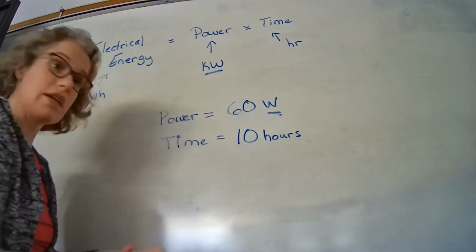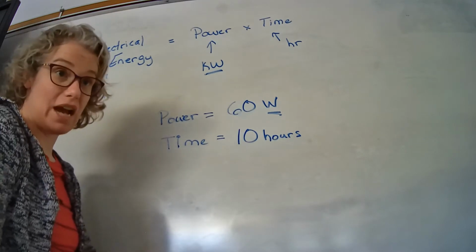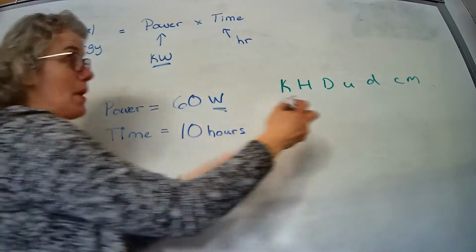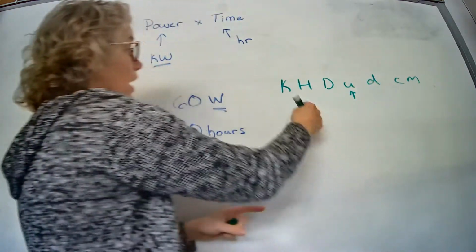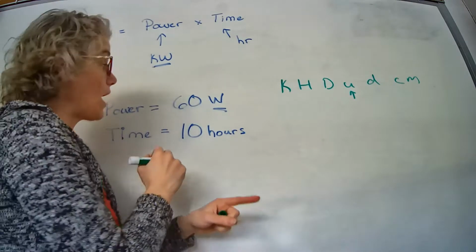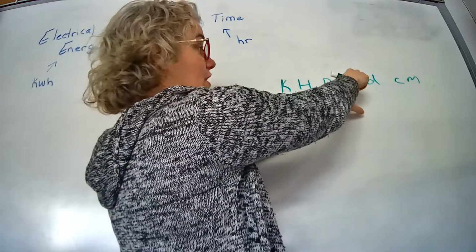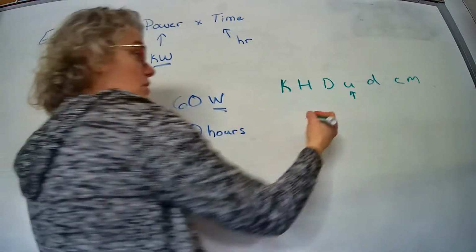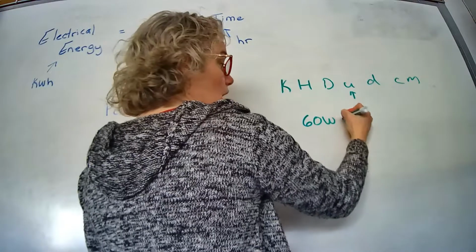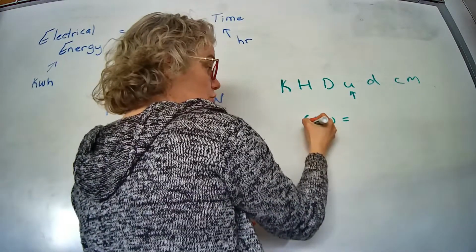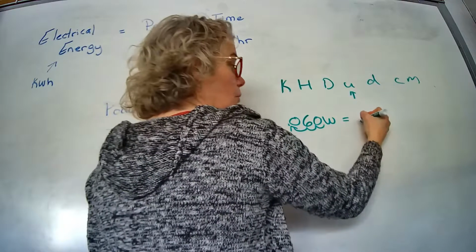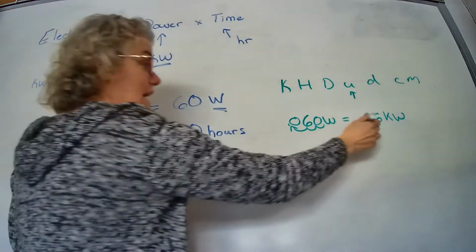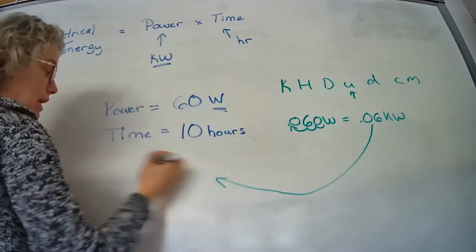How you do that is with the memory tool, King Henry Died Unexpectedly Drinking Chocolate Milk. I'm starting with watts. Watts is my base unit, so I will start here. And I'm going to be converting it to kilowatts. So my fingers move 3 times to the left. That means I will move my decimal 3 times to the left. So 60 watts equals 0.06 kilowatts. Now I can take this number and plug it in.